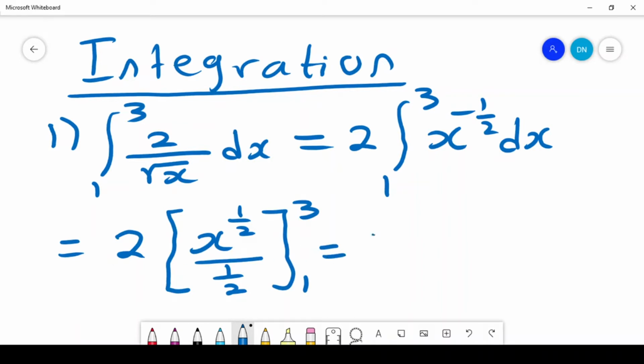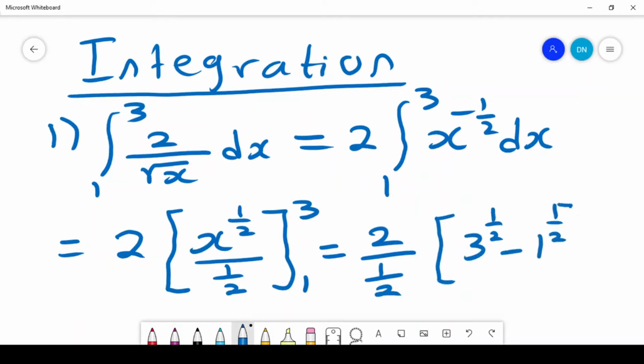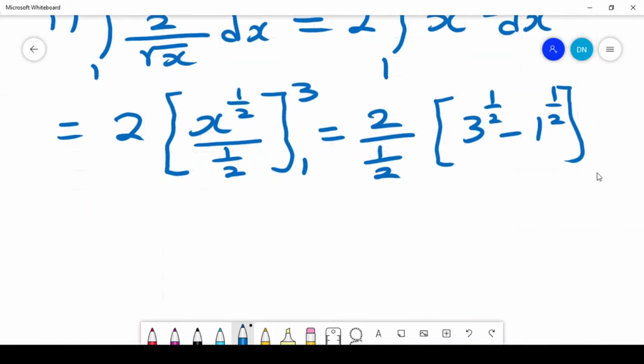2 divided by a half. I'll leave it as it is now. It is 3 to the power a half minus 1 to the power a half. 2 divided by a half is the same as 2 times 2, and this is 4. So the answer will be 4.